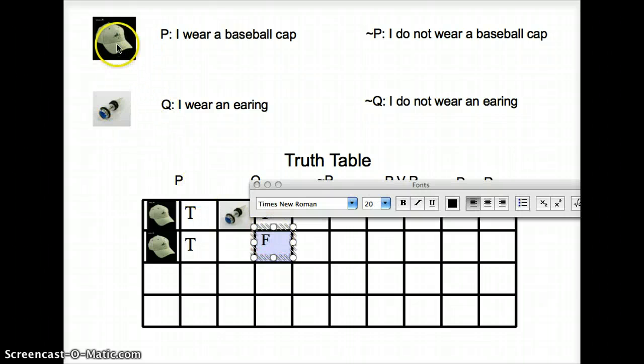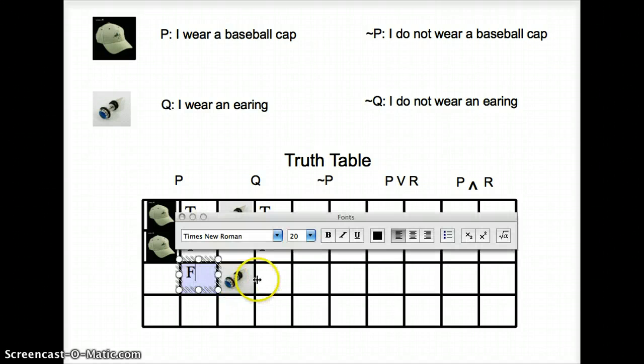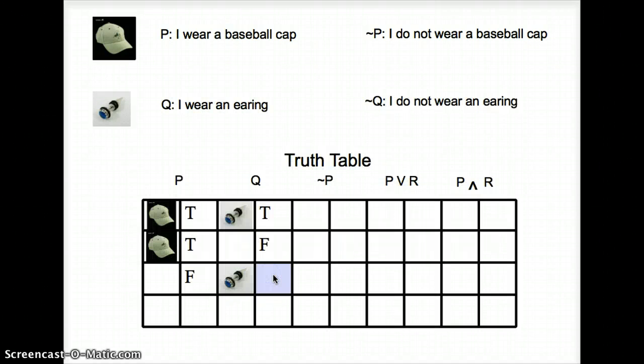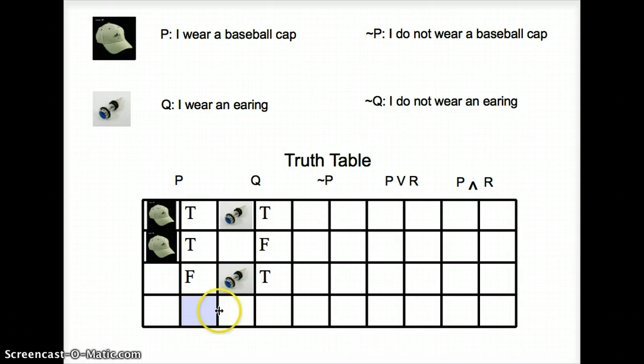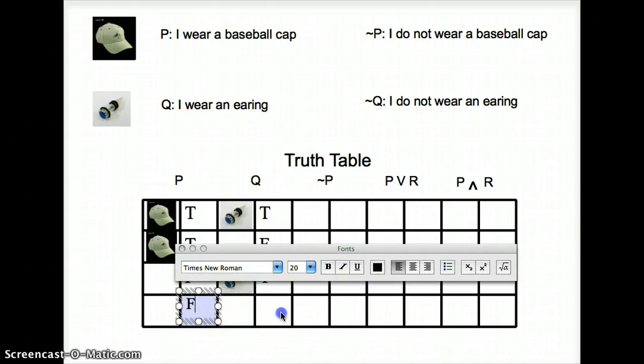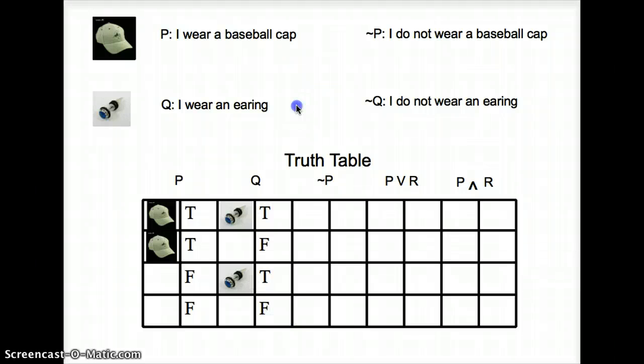I can also not be wearing a baseball cap but be wearing an earring. So in this case, the first statement is false, no baseball cap. Second statement is true, an earring. My last possibility is if I'm not wearing either a baseball cap or an earring. In that case, false, I'm not wearing a hat. False, I'm not wearing an earring.